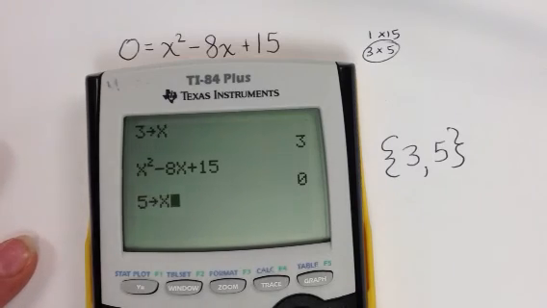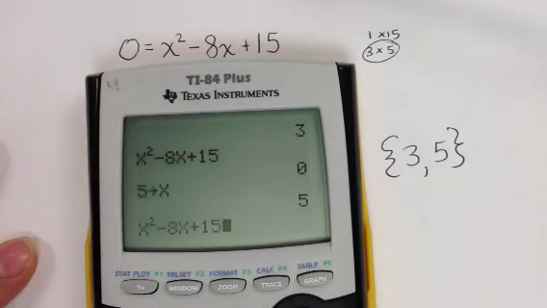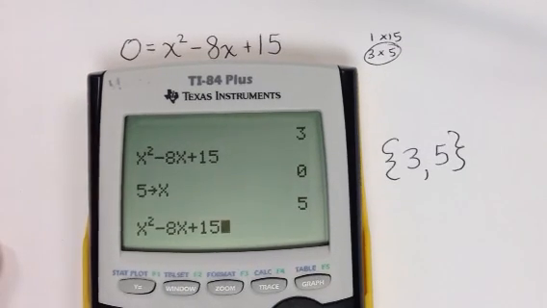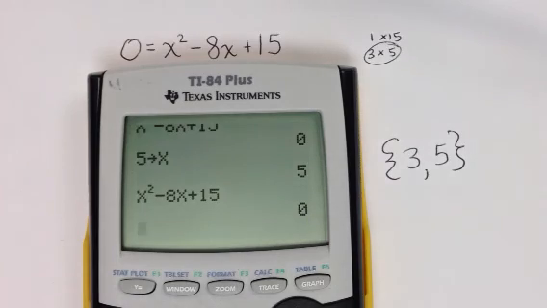5 store into x. I'm going to just go on top of this so I don't have to retype it. Up it comes. Enter. It gave me 0. So both those solutions made my original equation true, so I know that they are correct.